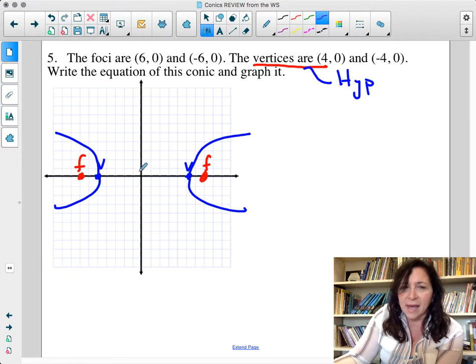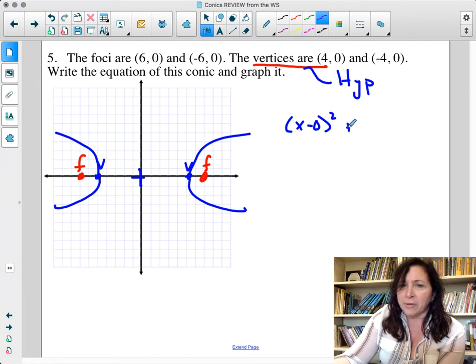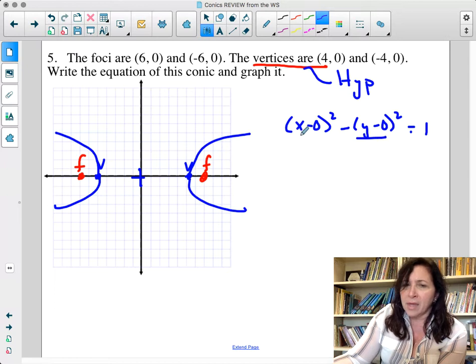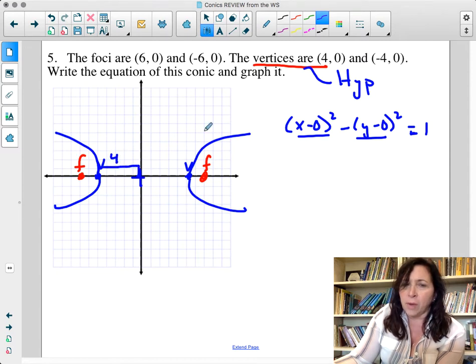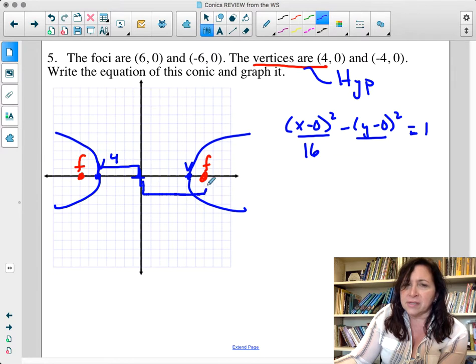So that means that this is the center because it is symmetric. (x minus 0) quantity squared. We have minus, x has got to be positive because it's on the x-axis. So minus (y minus 0) quantity squared is 1. And what this tells me now is that my vertices here in the x direction, I went four one way. So that means under x is 16. For my focal points, this is 6.